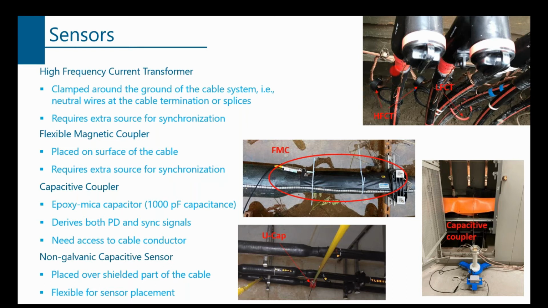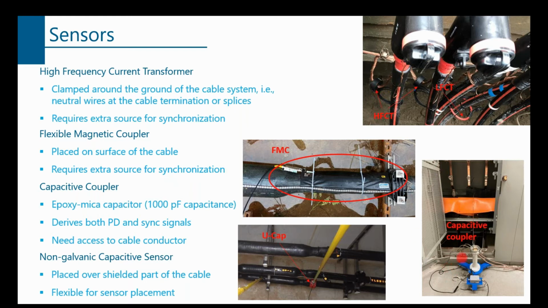It doesn't have synchronization, because when we're talking about phase-resolved patterns, all the measured PD pulses need to be synced, or be presented in the power frequency. So we need to have an external source for the synchronization. This is the low frequency current transformer, which is used to capture the 50 or 60 hertz signal during the test. So that will provide a synchronization for the PD signals. So this is the most common sensor that everyone uses in the PD world.